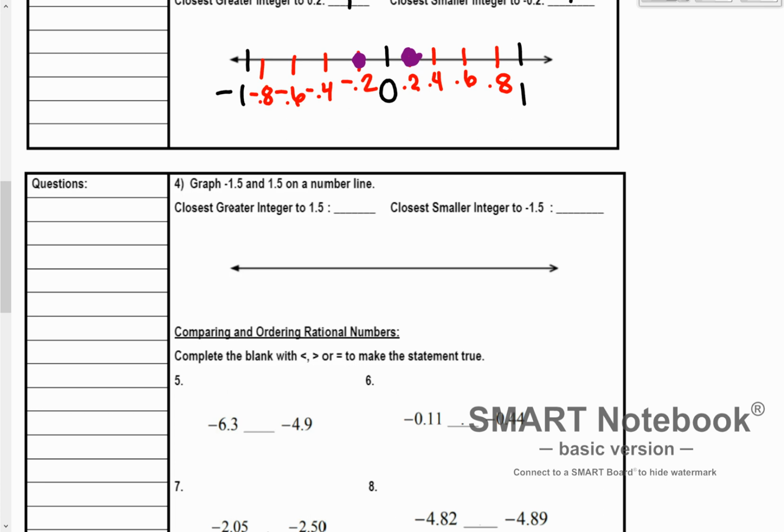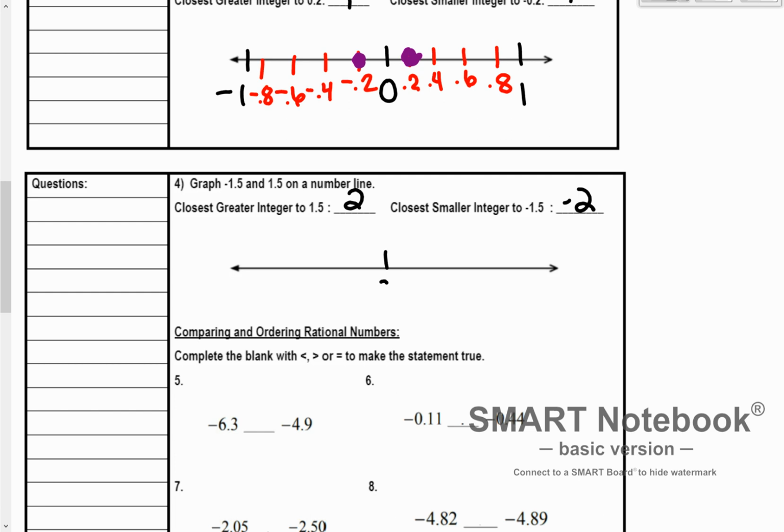Okay, so we're going to graph negative 1.5 and 1.5 on a number line. We want to know what number is larger than 1.5, but is a whole number. That's going to be 2, because 1 is going to be less than it. 3 is larger, but 2 is closer. We want the closest one. The closest smaller integer to negative 1.5 would then be negative 2. It's going to be the same number, just negative.